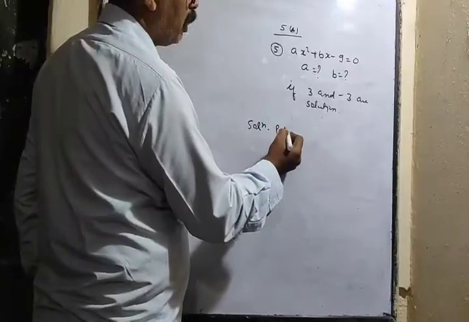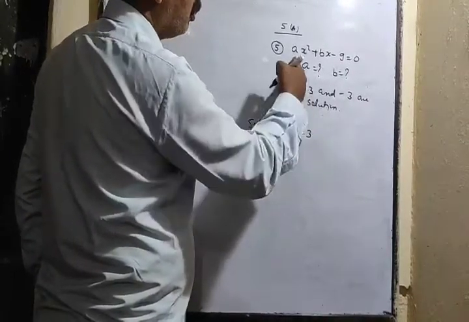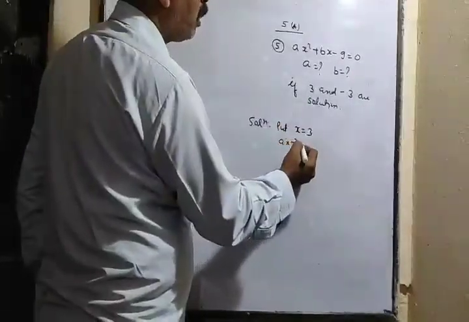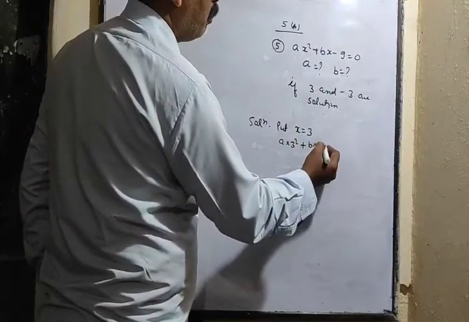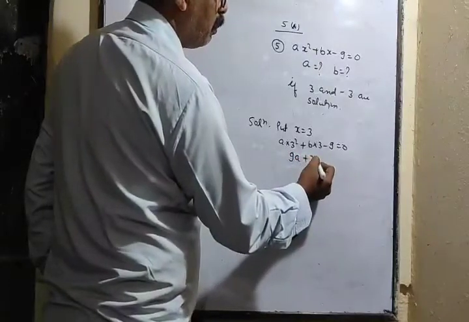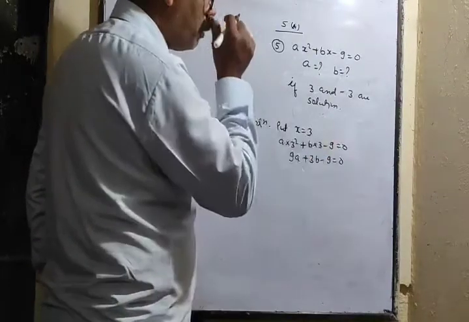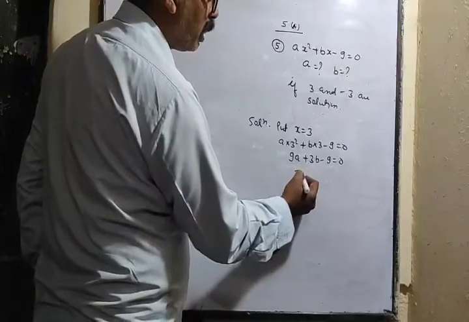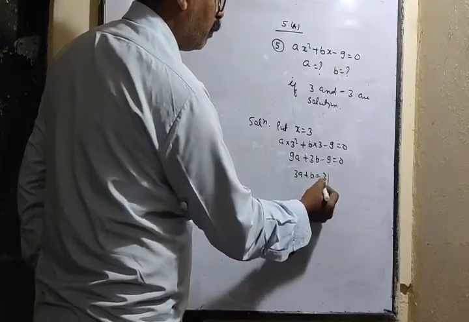So first we are putting x is equal to 3. So it will be a into 3 square plus b into 3 minus 9 is equal to 0. So it will be 9a plus 3b minus 9 is equal to 0. After solving, we'll find that it will come out as 3a plus b is equal to 3.